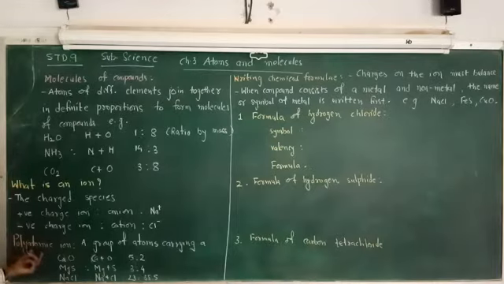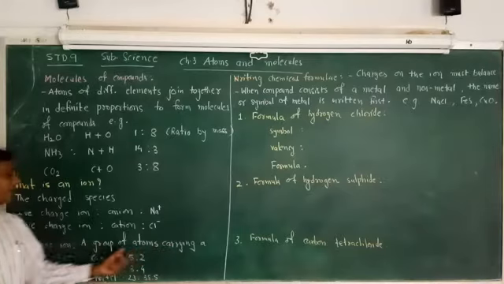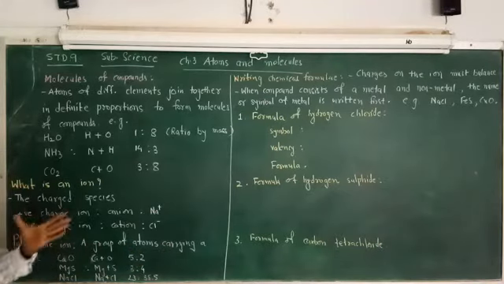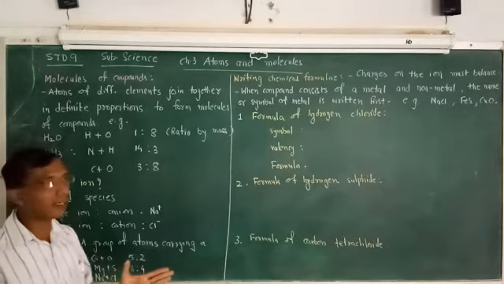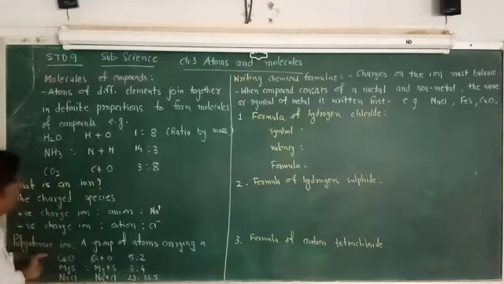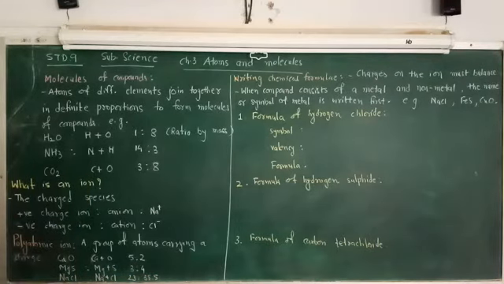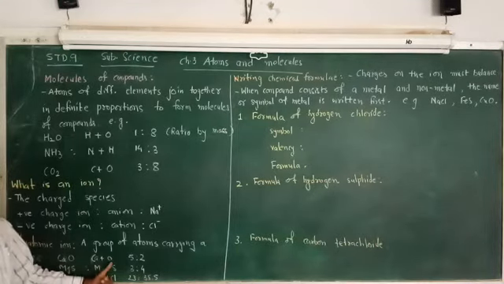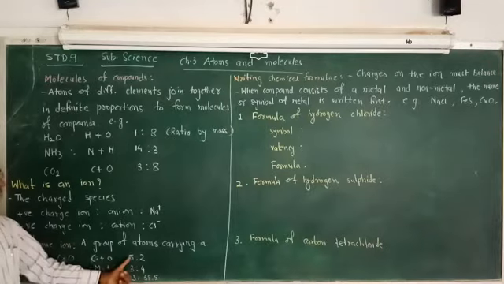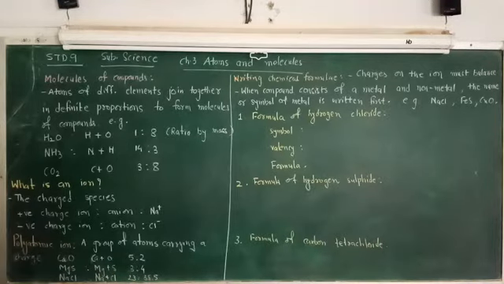Now polyatomic ion: a group of atoms carrying a charge is known as a polyatomic ion. Example, we take calcium oxide, CaO. Calcium oxide is made from calcium and oxygen. The mass proportion in which they combine is 5:2.